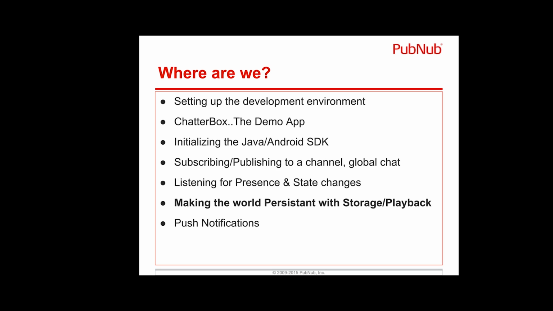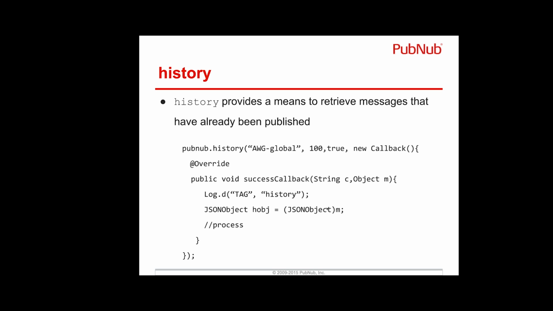Storage and playback is a component that's offered by PubNub that will allow you to do that. Essentially, every time you publish a message within the PubNub infrastructure, if you tell it to store it in history, it will store that data in our data center and make it retrievable for you using time tokens and various filter parameters. So that's what making the world persistent consists of. It really boils down to just one method within the API called history.